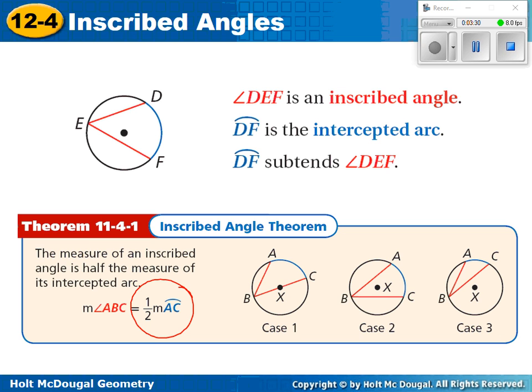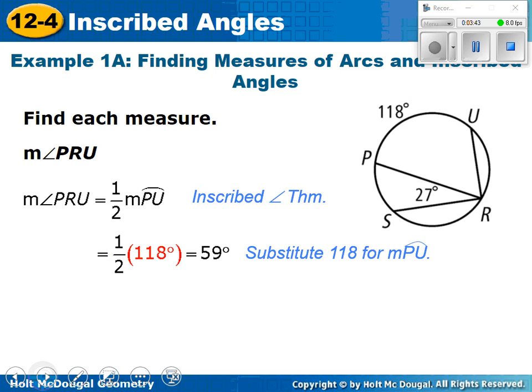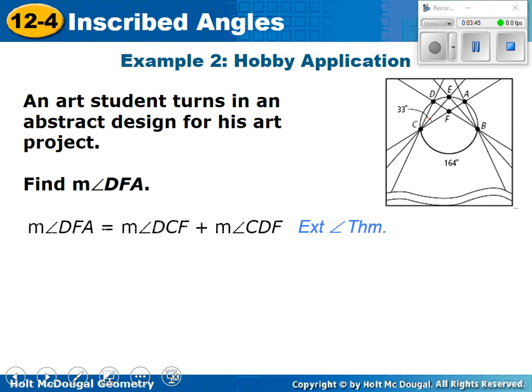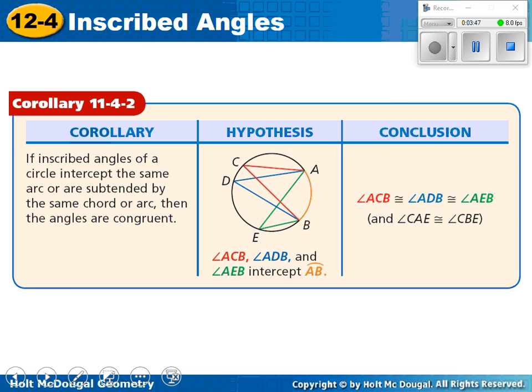The way I remember it is if the vertex is on the circle, it's half the arc. If the vertex is at the center, it's equal to the arc. So that's the first theorem today. We're going to skip examples, so if you're looking at your notes, you can jump ahead. And we're going to go to this next theorem.